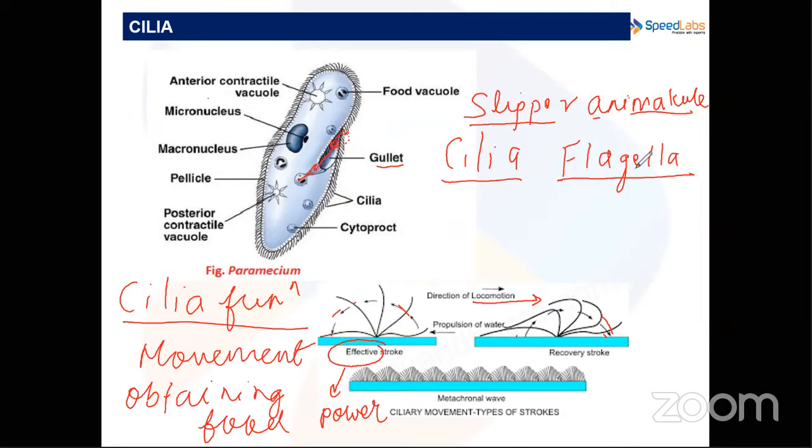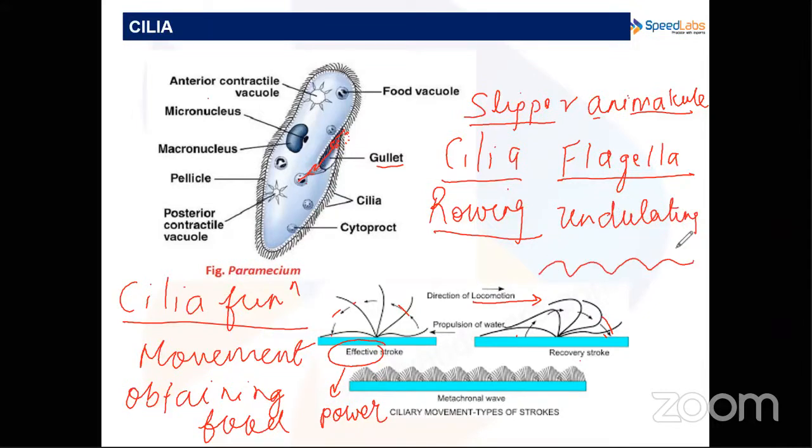Cilia shows rowing movement. This power stroke and the recovery stroke, that is called rowing kind of a movement, whereas flagella shows an undulating kind of movement. Undulating means, just like you take a string and you give it a stroke, these wave kind of a structure is created. So this kind of a movement is shown by the flagella. Understood? You can write on the chat box and tell me you've understood or not.